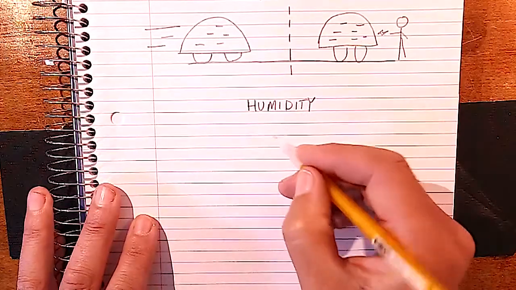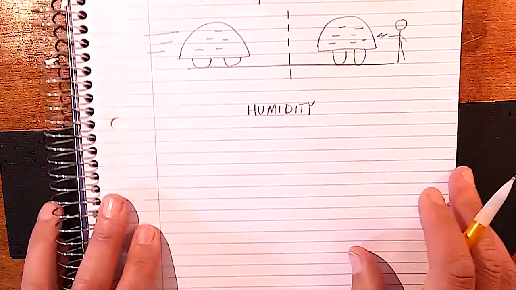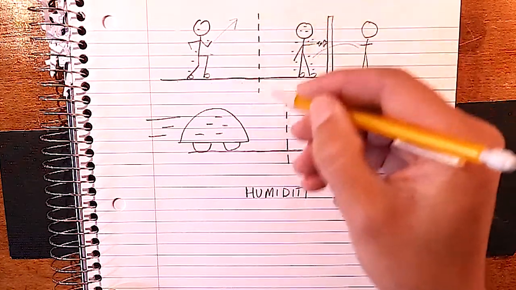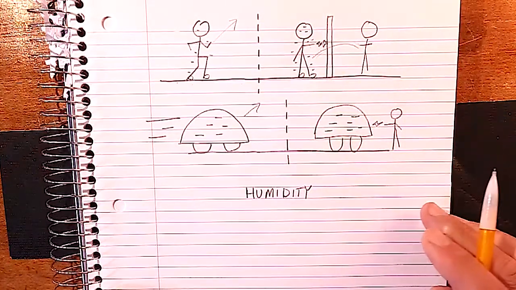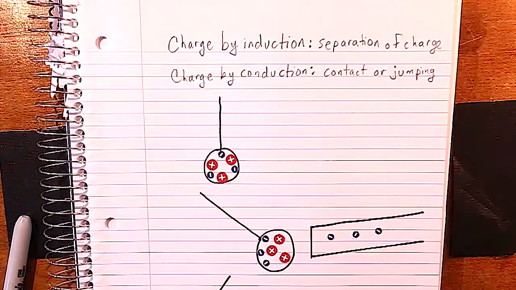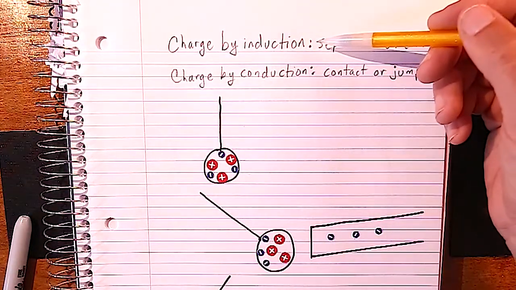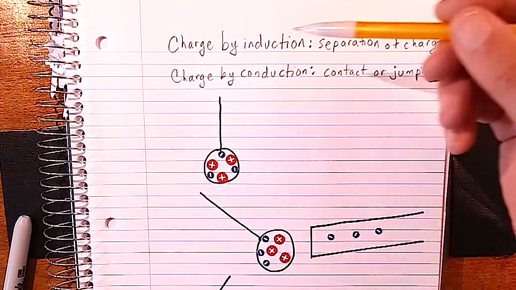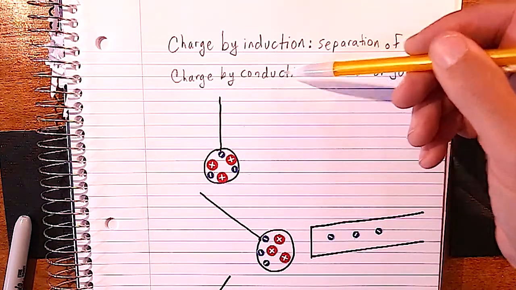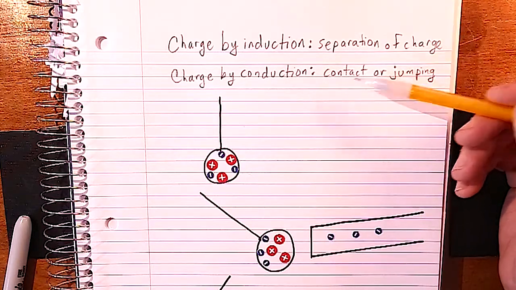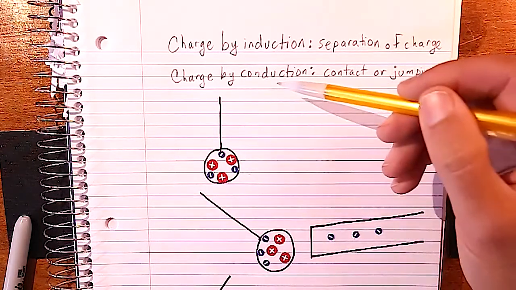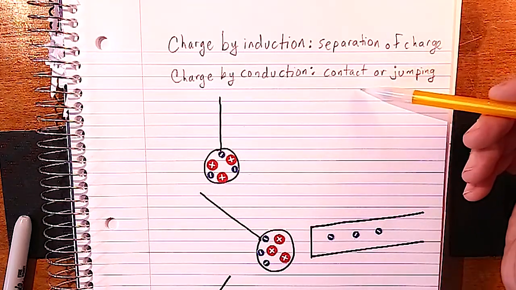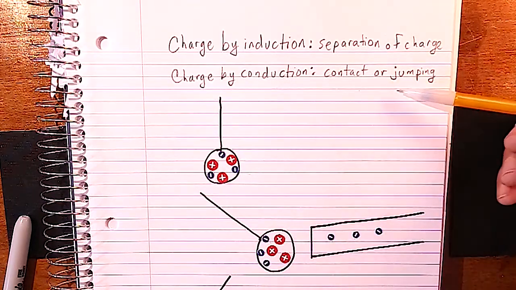This happens a lot less frequently when it's humid because the electrons leak off the person into the air, making the object closer to neutral. We already mentioned charge by induction. Charge by induction is separation of charge. Charge by conduction is when we have contact or jumping of electrons. So when we have conduction, we actually have electrons leaving one body and entering another body.